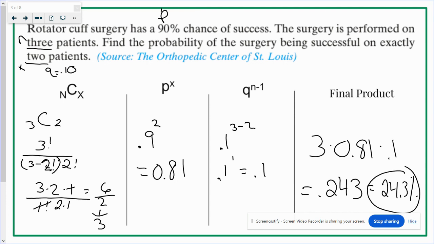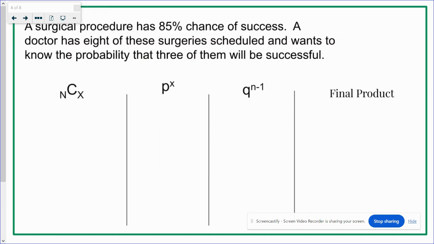All right, let's move on. We have another surgical procedure that has 85% chance of success. A doctor has 8 surgeries scheduled and wants to know the probability that 3 of them will be successful. All right, so let's go through this.